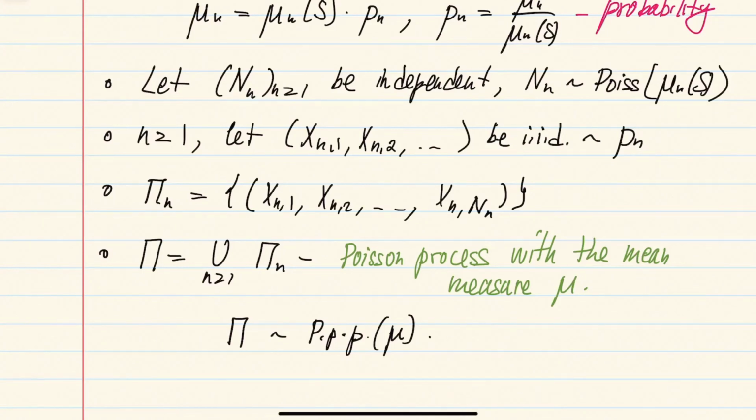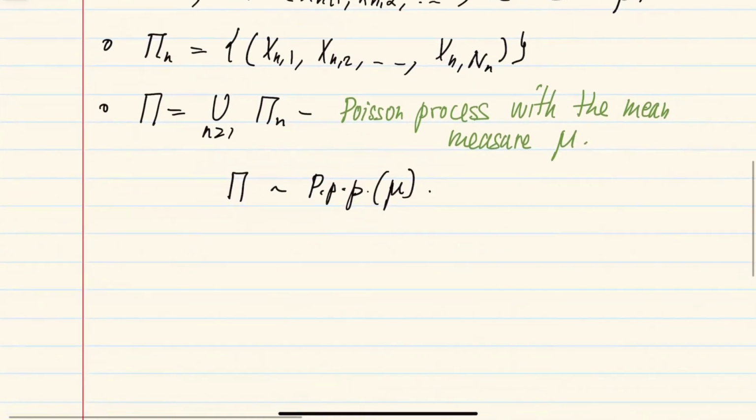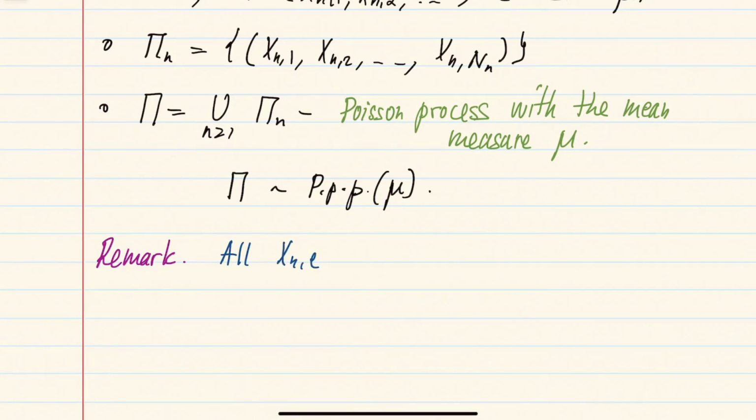Okay, so let's start with a couple of remarks. In this definition, the first remark is that our assumption that the measure mu is non-atomic means that each of these probability measures Pn is non-atomic. And in particular, all the points that we generated are different with probability 1. So the first remark is that all points x n l are different, almost surely.